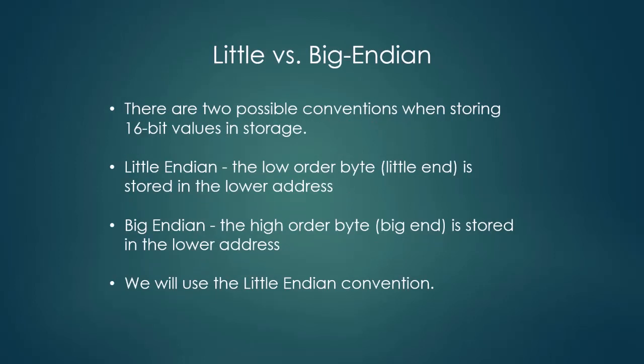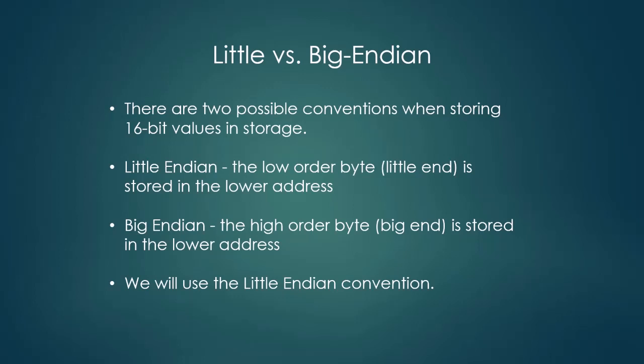When you're storing more than 8 bits, there is a question of what order they should be stored. For instance, you could store a 16-bit value in one of two ways, with the low order byte first or the high order byte first. Storing it with the low order byte first is called little endian. Storing it with the high order byte first is called big endian. In this video and throughout this course, we'll use the little endian convention.